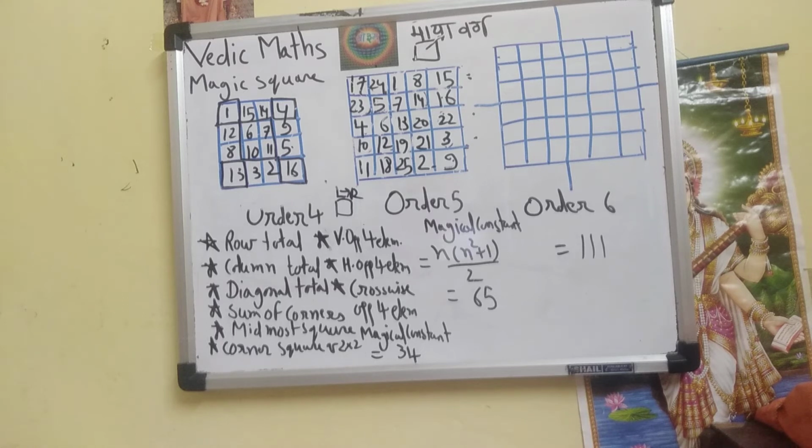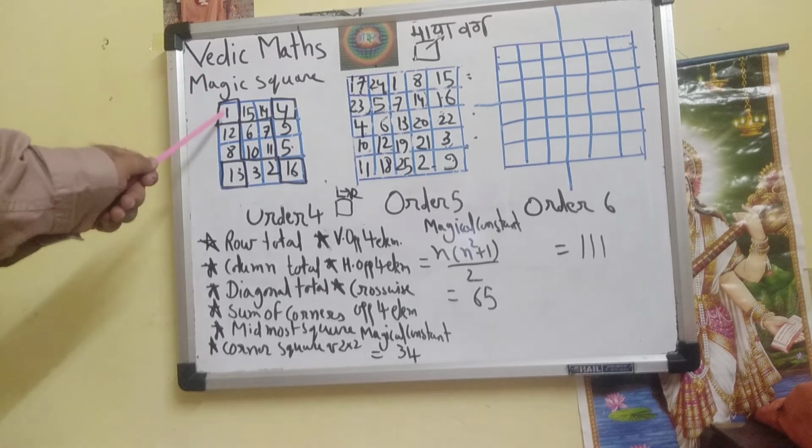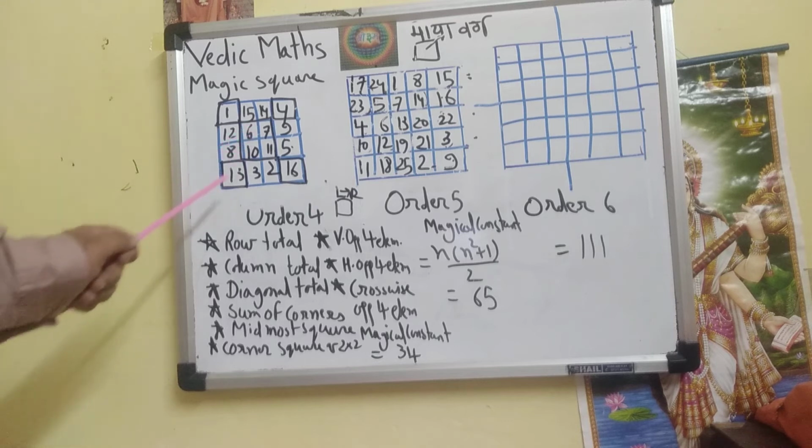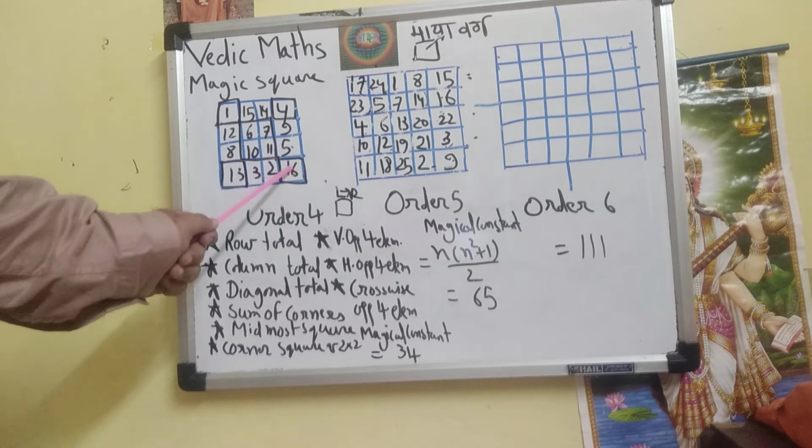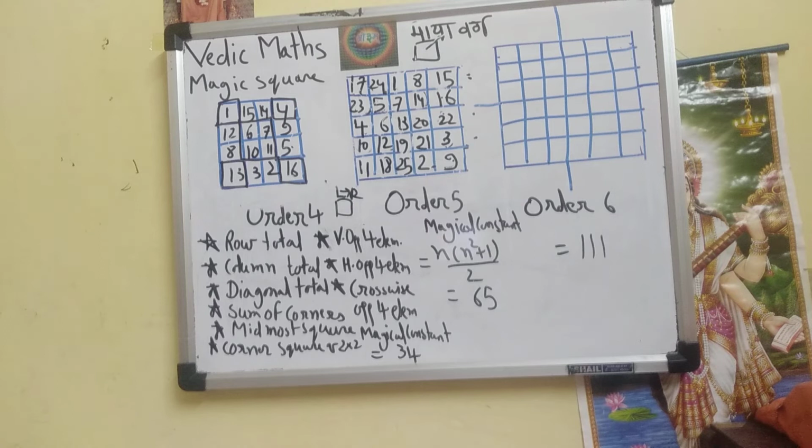One more attraction of this square is that the sum of numbers in every 2 by 2 square formed in the corners, like 1, 15, 12, 6, or if we take 11, 5, 2, 16, the sum is again 34. Are you surprised? It doesn't stop here.